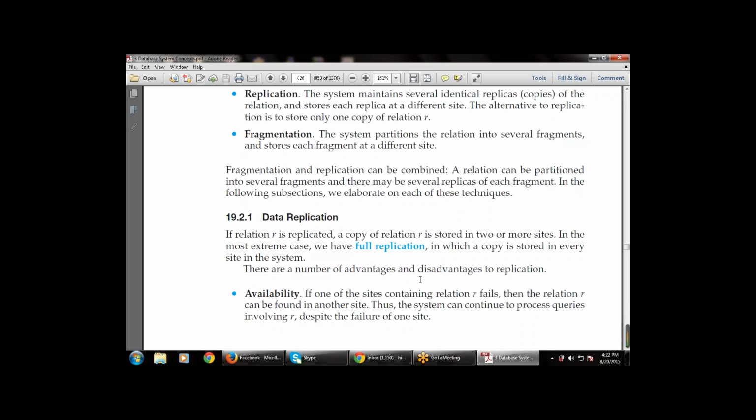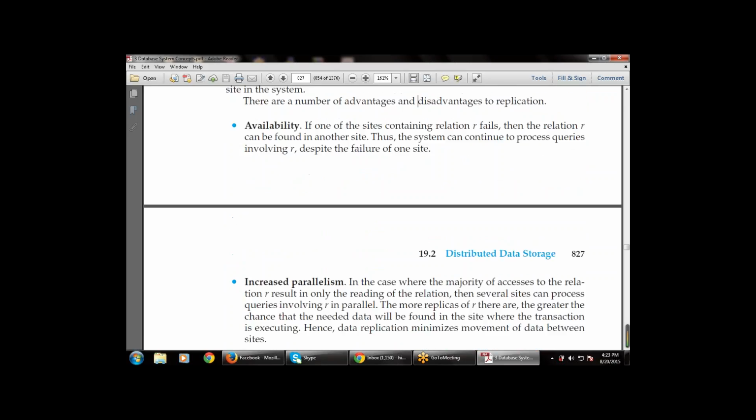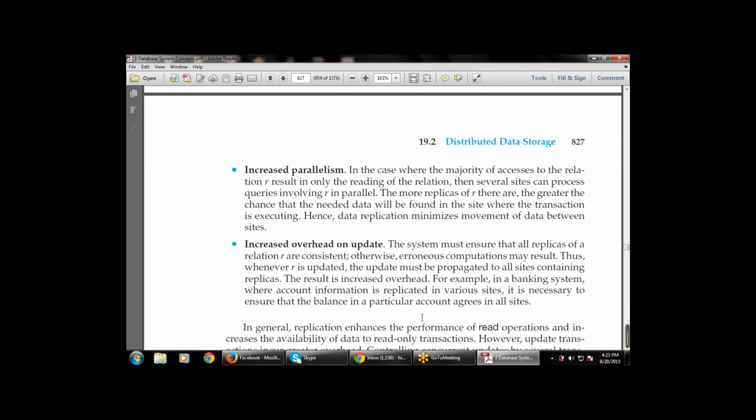There are a number of advantages and disadvantages to replication. What are the advantages? First one is availability. If one of the sites containing relation R fails, the data can be recovered from another site, so the data is available at all times. Then increased parallelism, where more data is available in parallel, as the majority of accesses to the relation are reads.